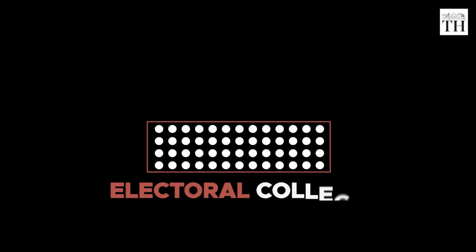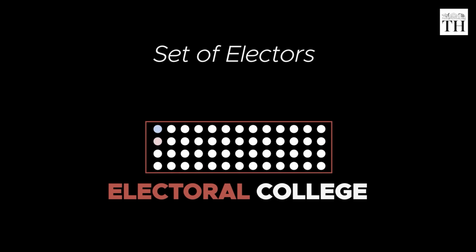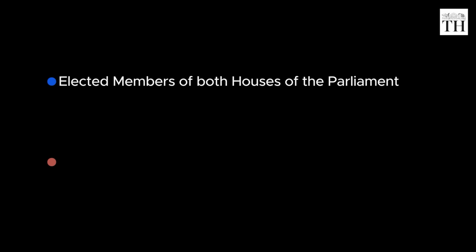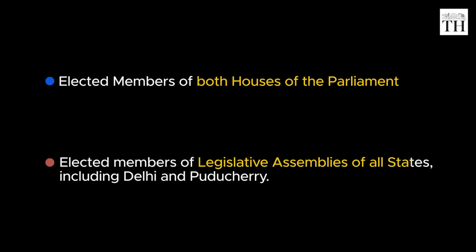The Electoral College is a set of electors that consist of elected members of both houses of parliament and the Legislative Assembly of all states, including Delhi and Puducherry. The nominated members of Rajya Sabha and State assemblies are not eligible to vote.